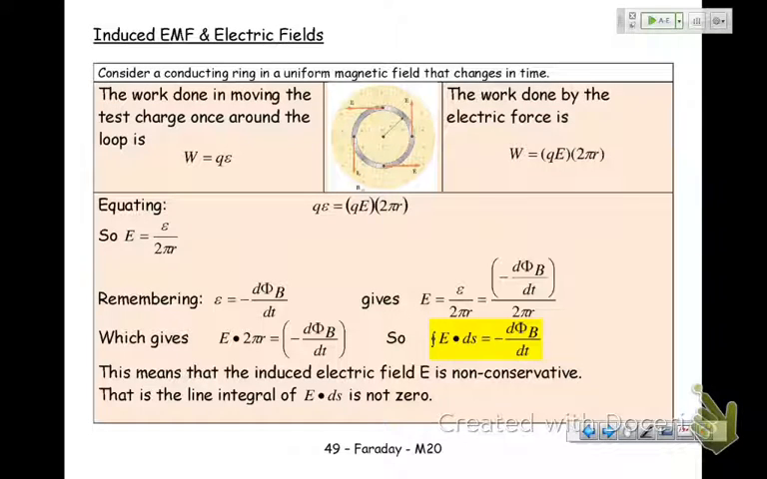And if I remember that my EMF is equal to minus d phi by dt, then my electric field is equal to my EMF over 2 pi r, which equals minus d phi by dt over 2 pi r. And that gives me the electric field times 2 pi r is equal to minus d phi B by dt. So the integral of E dot ds is equal to minus d phi B by dt. This means that the induced electric field is non-conservative, that the line integration of E dot ds is not 0.